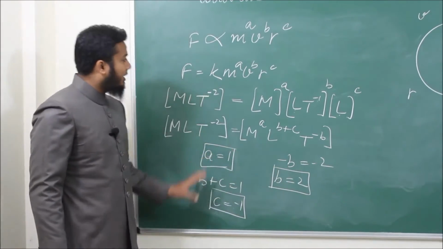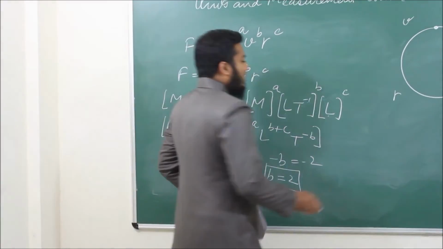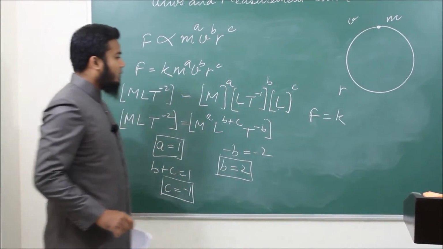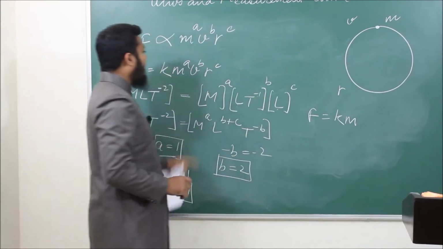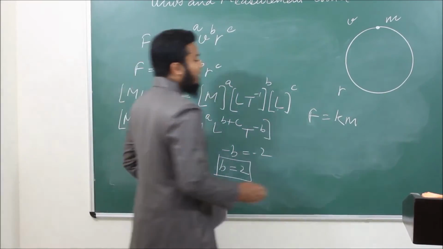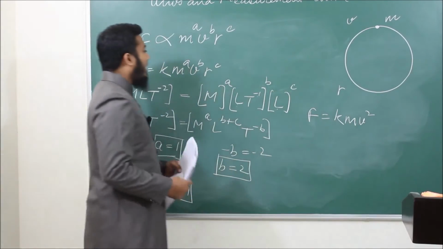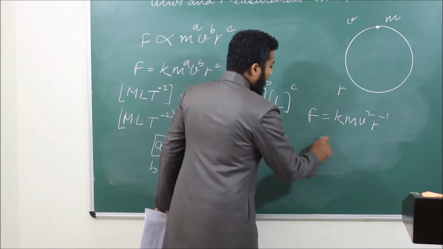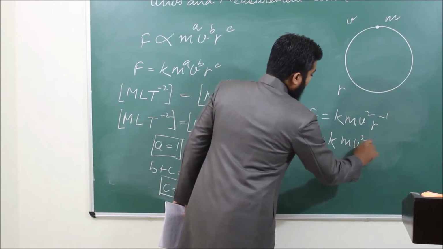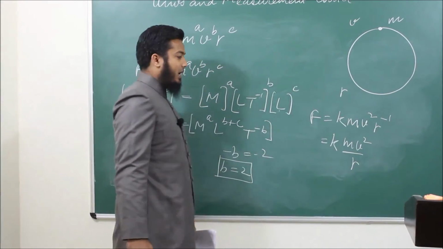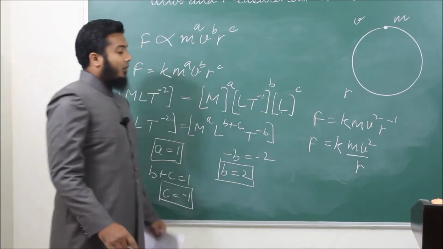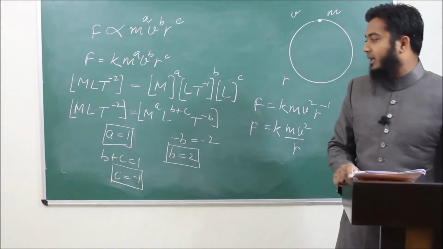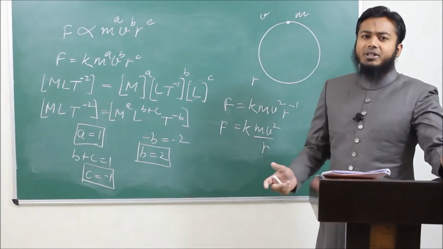Now let's put these values in this expression. So the force formula will now look like k m raised to the power a is 1, so just m, and v raised to the power b is 2, so v squared, and r raised to the power c is minus 1, so r raised to the power minus 1, or I can write the same formula as m v square divided by r. So finally we have got the formula for force. This is the formula for force acting on a particle that is moving on a circle. We call this force centripetal force.